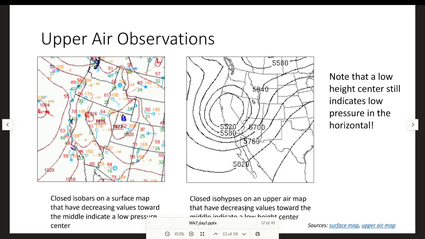Isohypses. On an upper air map, decreasing values towards the middle indicate a low height center. As you can see, the values decrease as you go down, so the height of this pressure level is lower in the middle here.